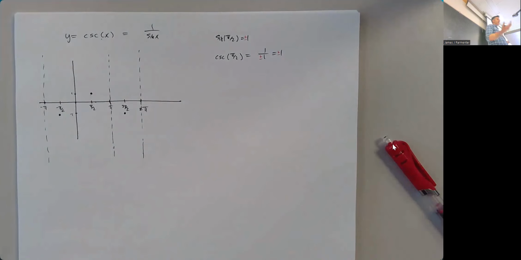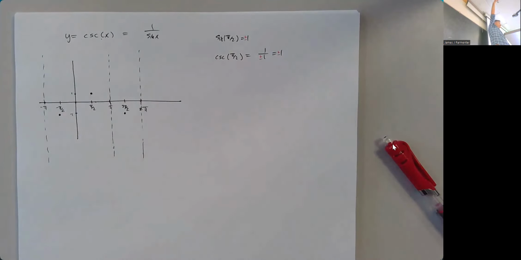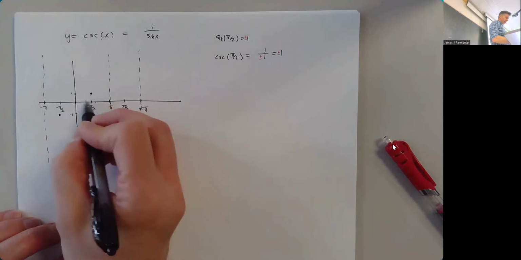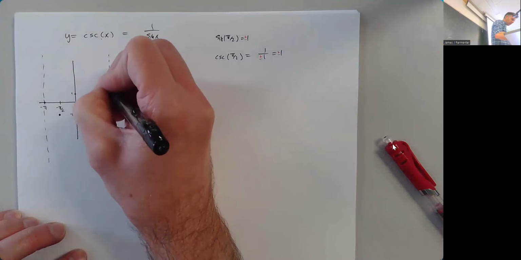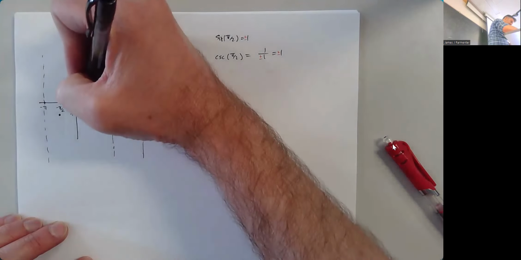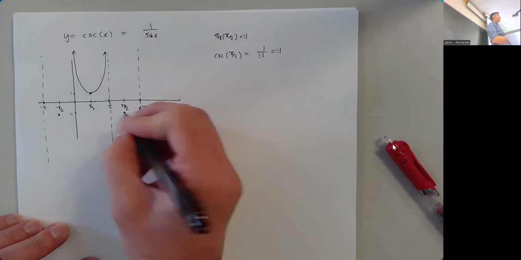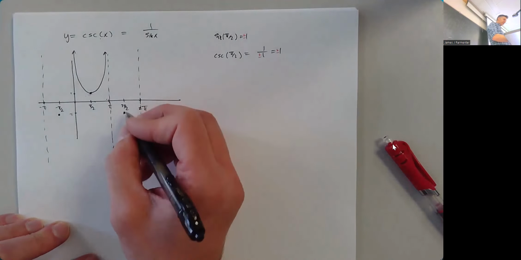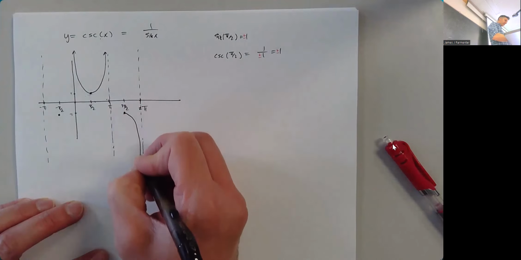And this is where things I think are really easy once you've done it a couple times. If sine is getting smaller, closer and closer to 0, 1 divided by sine is going to get larger. 1 divided by a very, very small number blows up, as we've seen before. So like right here, as my sine values would be getting closer and closer to 0, my cosecant values are going to get larger and larger and larger. Same over here. Over here, the same thing happens, except I'm going to say negatively large. So as my sine values get closer and closer to zero, but are negative, my cosecant values are going to get largely negative. Same deal over here.